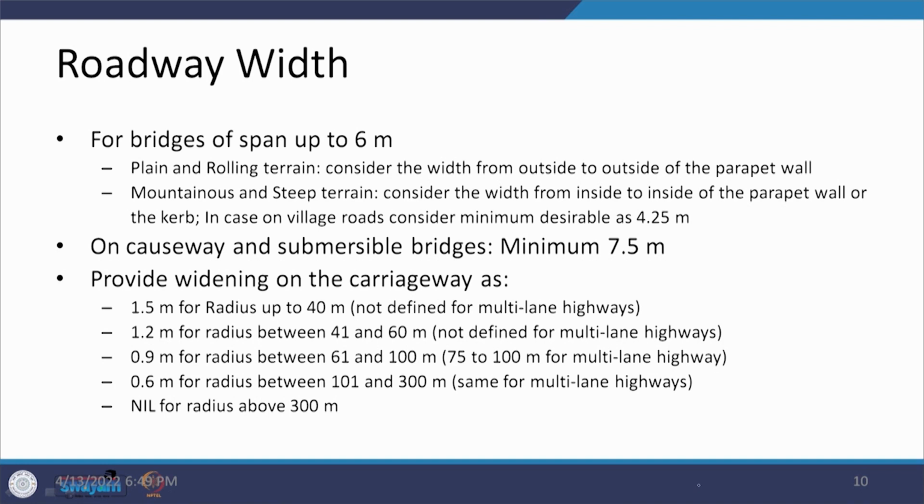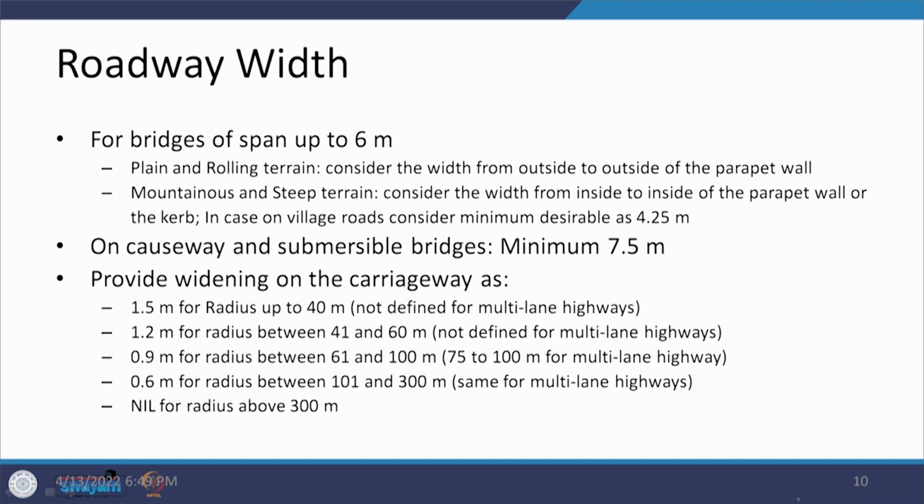So, when we talk about this radius of the curve, what you can see is that this is being talked up to 40 meters and then goes up to 300 meters and more than 300 meters. And for those specific conditions of 40 meters, 41 to 60, 61 to 100, 101 to 300 and more than 300, the values of the widening have been defined as 1.5 meters, 1.2 meters, 0.9 meters, 0.6 meters and nil. The nil is when the radius is more than 300 meters. In that case, this widening is not required.